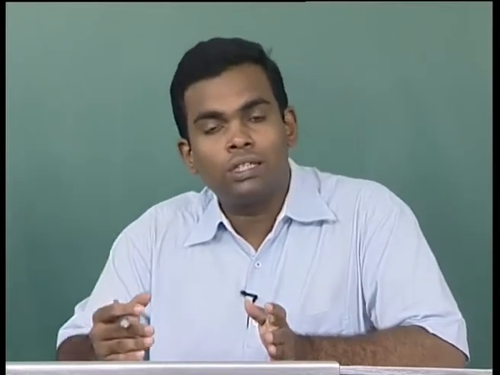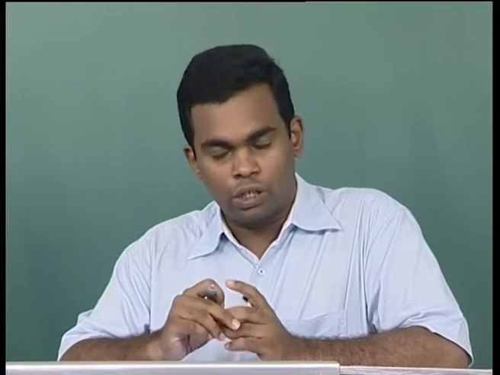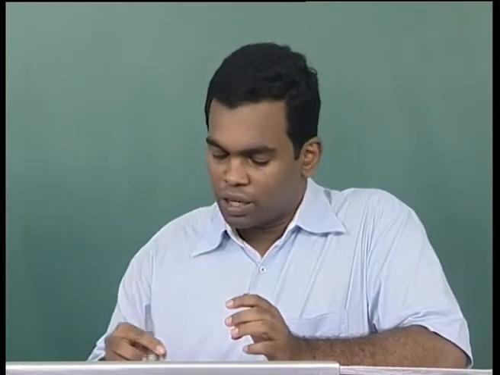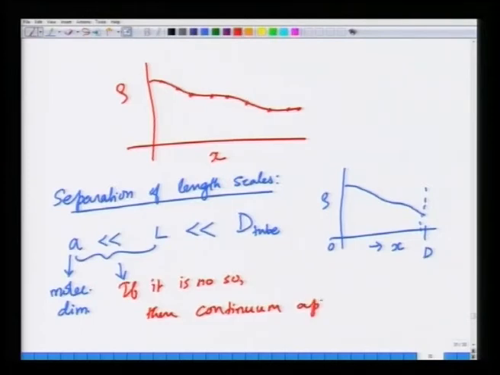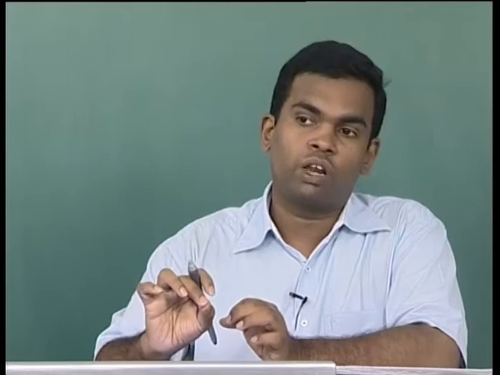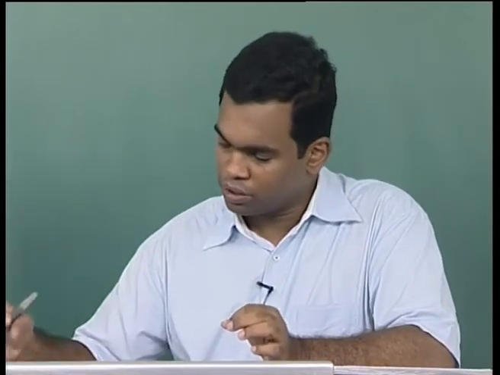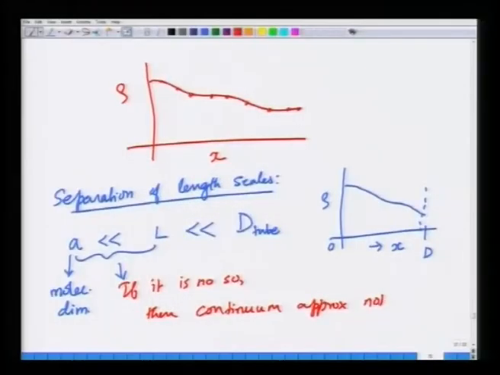Now, this also tells you when the continuum approximation is going to fail. When this length scale separation is not there, then the continuum approximation is likely to fail, because you can no longer safely ascribe a unique value of density to each and every point in a fluid. So, the continuum approximation is most likely to be not valid.